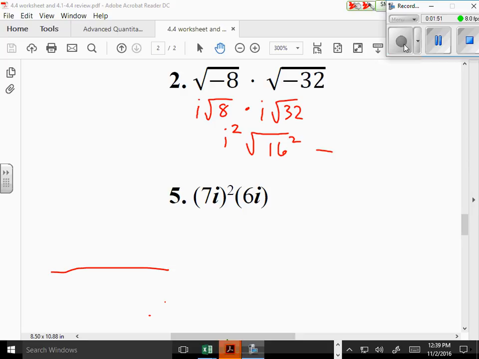So this becomes, the i squared becomes a negative 1. 16 squared under the radical becomes a 16. So then this becomes negative 16.